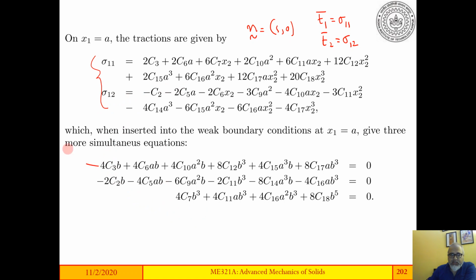So this is for f1 equal to 0, this is for f2 equal to p naught a, this is for m equal to 0. I get these three additional equations, and then the task is to solve it. You can use Maple or Mathematica to solve it. Doing it by hand is very tedious.